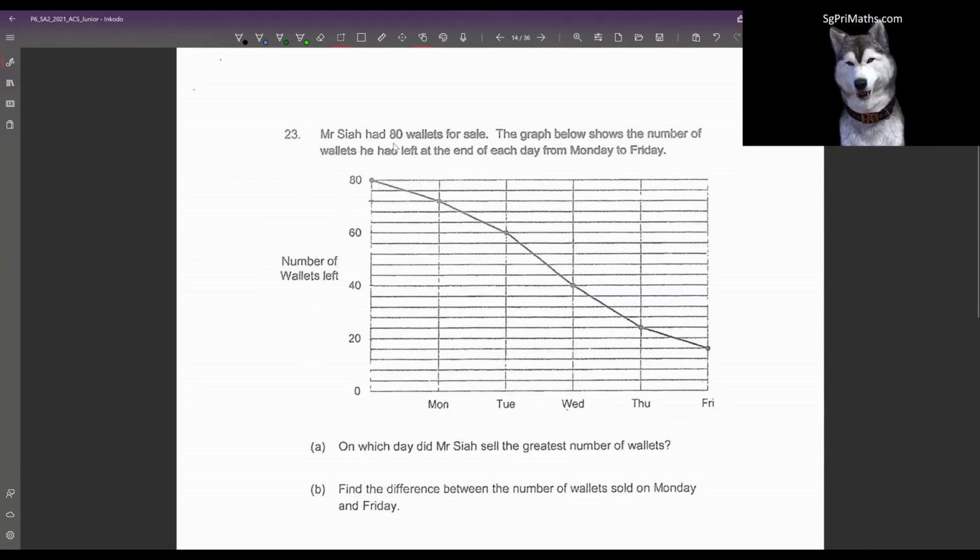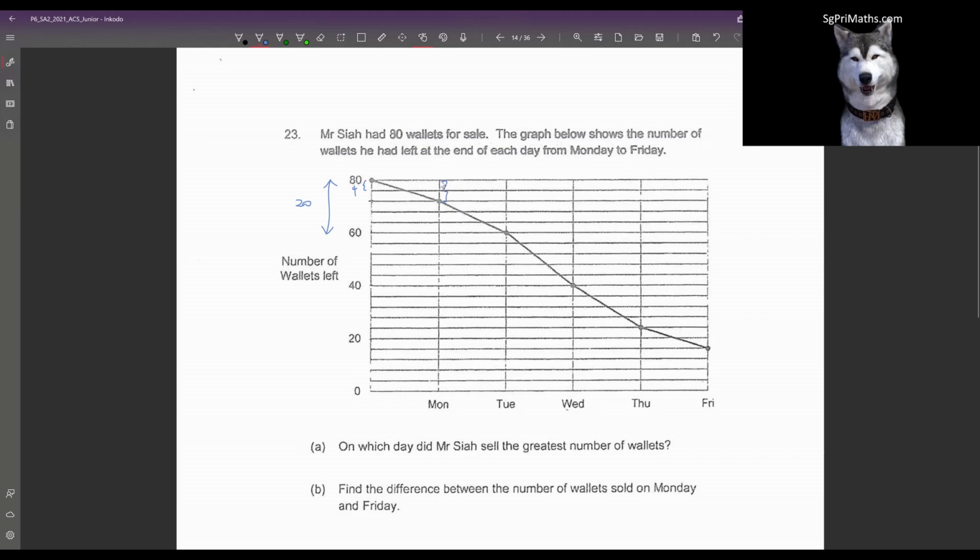Question 23. Mr. Sia had 80 wallets for sale. The graph below shows the number of wallets he had left at the end of each day from Monday to Friday. So basically this starts on Monday, left with this point. So this represents the number of wallets that was sold on Monday. We know that from the graph, from here to here is 20. There are 1, 2, 3, 4, 5 units. So each one of these is actually 20 divided by 5 equals 4.